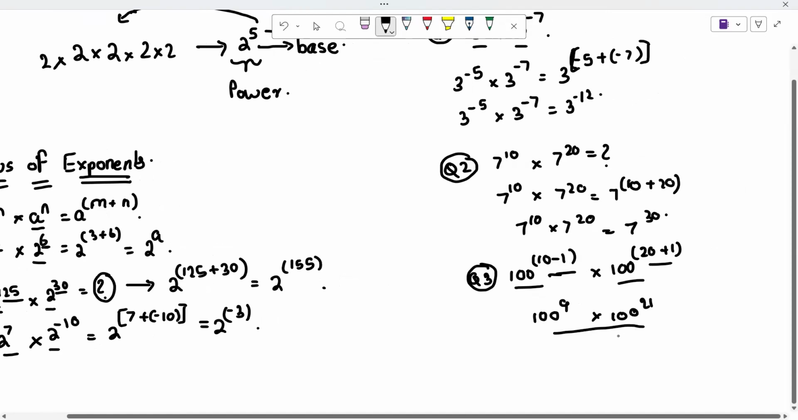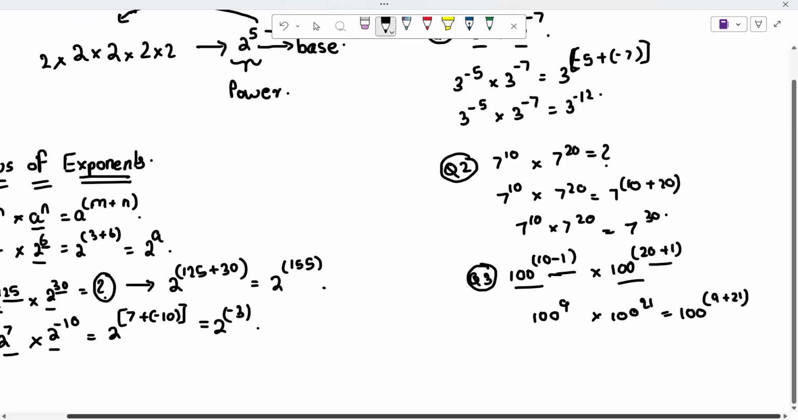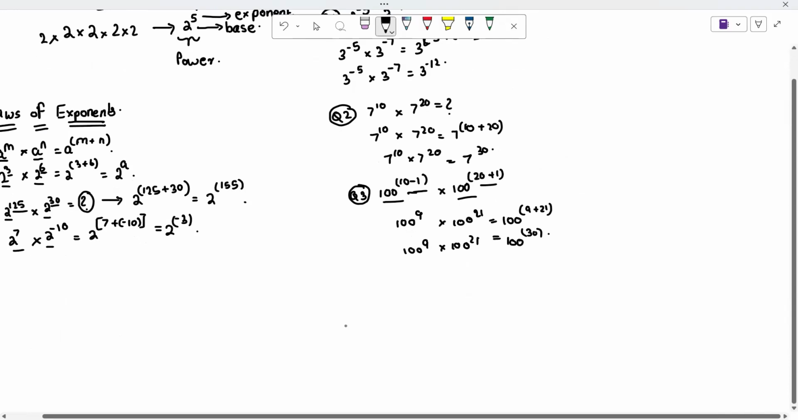Now this is just the question, okay? This is not yet the answer. We still have to find the answer. So this is equal to 100 power 9 plus 21. So 100 power 9 into 100 power 21 will give you 100 power. What is 21 plus 9? It will give you 30. Okay, let's solve some more questions. Now question 4.